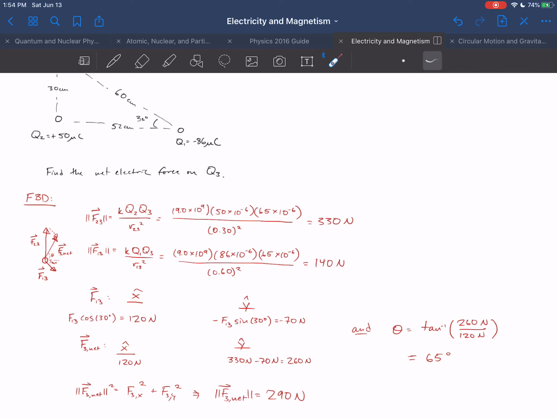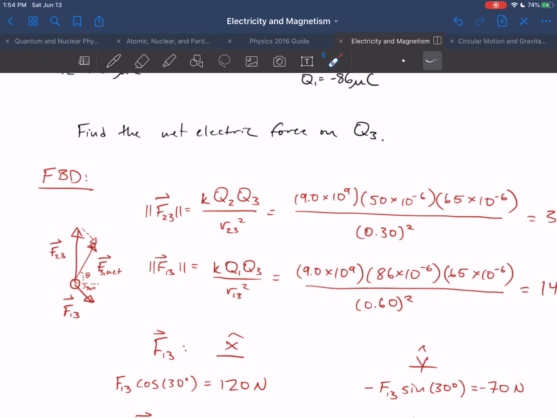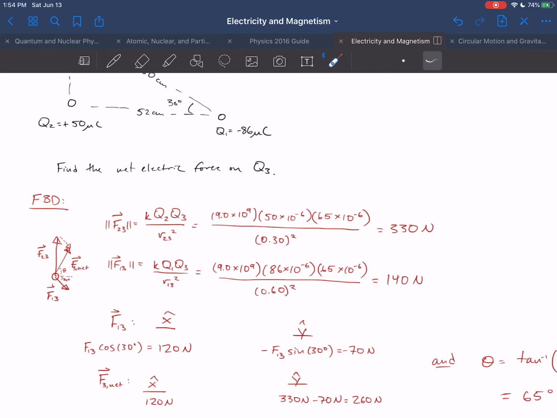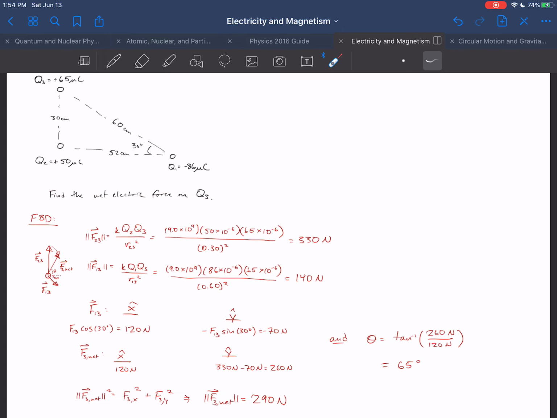And therefore, if we're thinking about F3 net, notice here that F3 net has a horizontal component that is only the horizontal component of F13. So the horizontal component of F13 is just going to be the horizontal component of F3 net because F23 is completely vertical. So we take that value, and F3 net's horizontal component will just be 120 newtons, the same as F13 cosine 30. The horizontal component of F13 is 120 newtons. But in the y direction, it's a little more complicated.